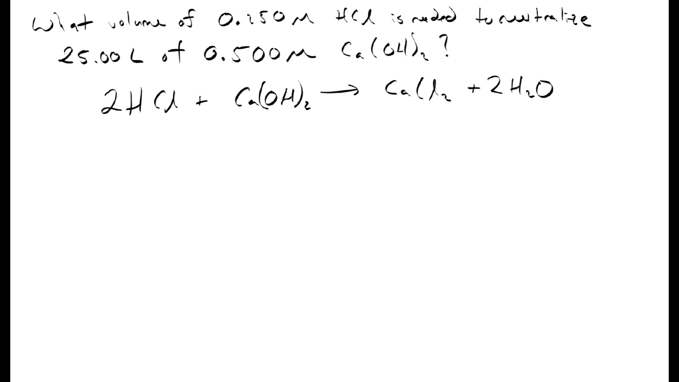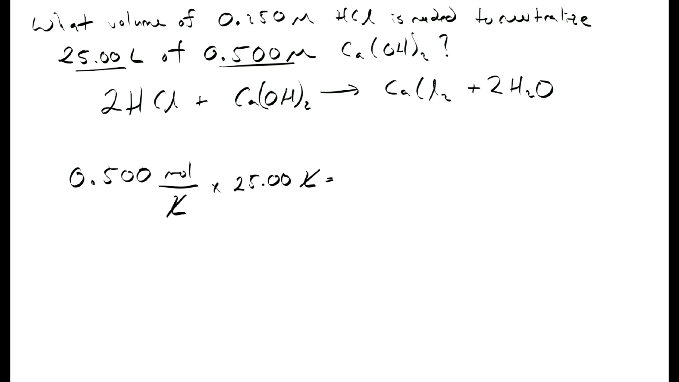So, next up, we need moles of calcium hydroxide. Okay. We have volume, we have molarity, so we can get moles out of that. So 0.500 moles per liter times 25.00 liters. Liters cancel. That's going to leave us with moles, which is 12.50 moles of calcium hydroxide.